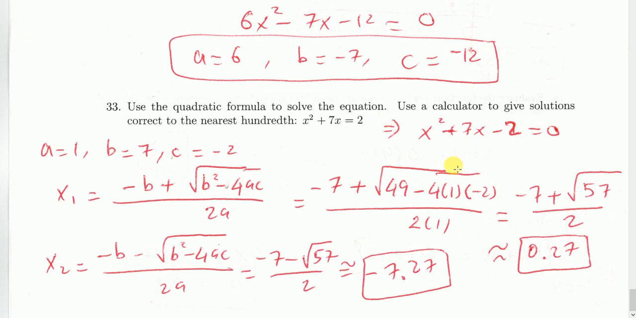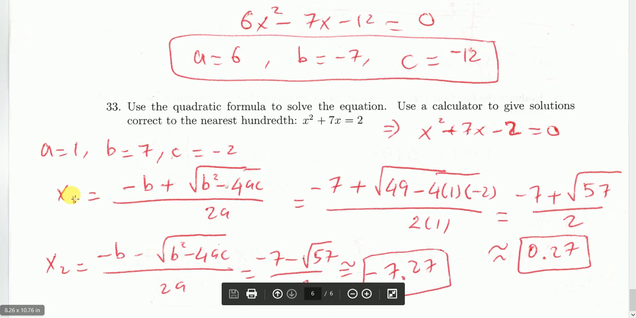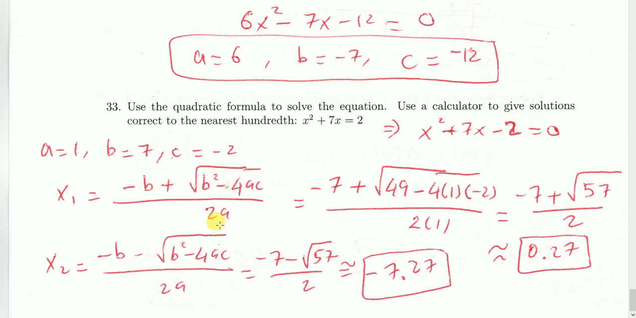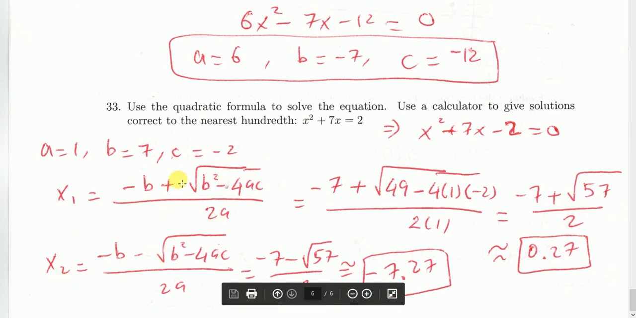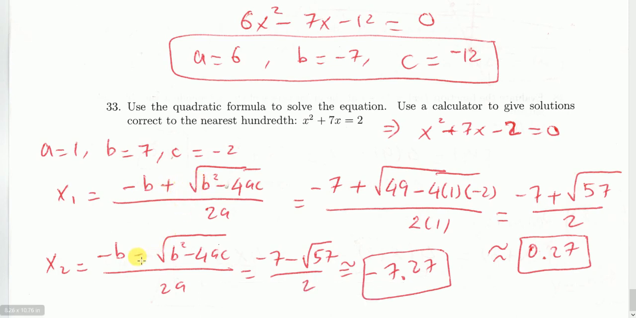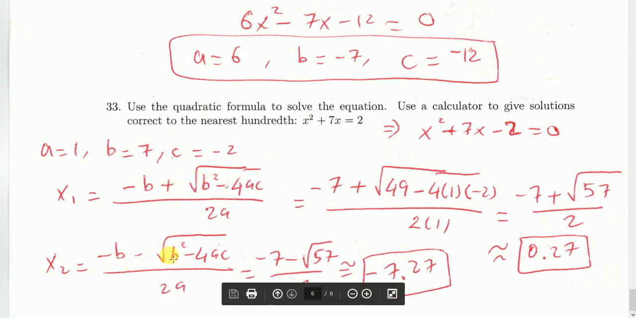Remember, a is the coefficient in front of the x squared term, which is nothing here, or 1. b is the coefficient in front of the x term, or 7 here, and c is just the single number, which is minus 2. Remember, for the quadratic equation, there are two formulas, x1 and x2. x1 is minus b plus the square root of b squared minus 4ac, over 2a. x2 is very similar to x1. The difference is the plus sign before the square root becomes the minus sign before the square root.